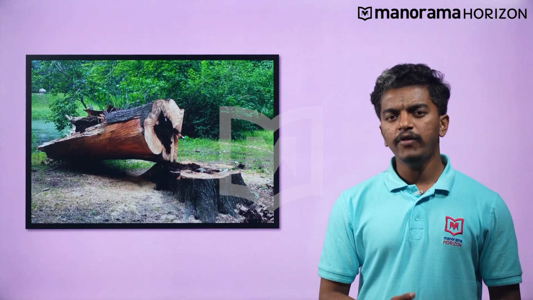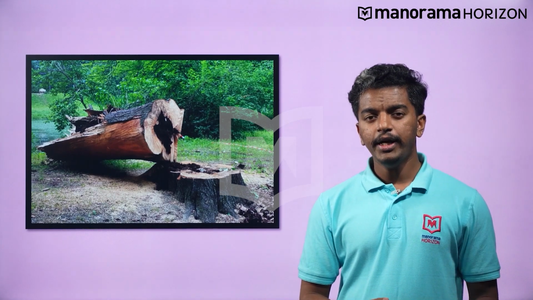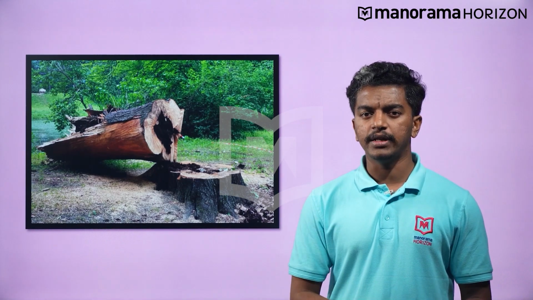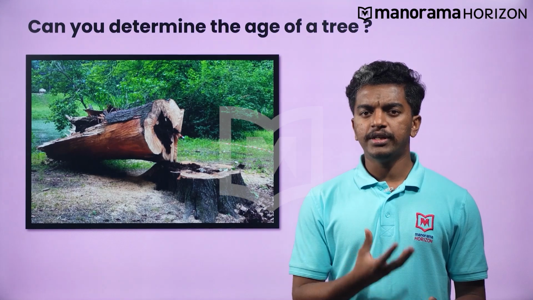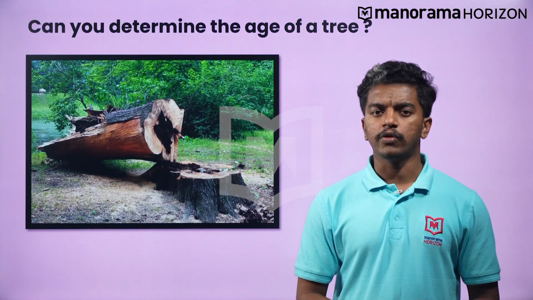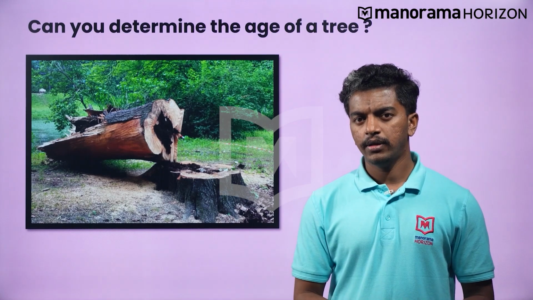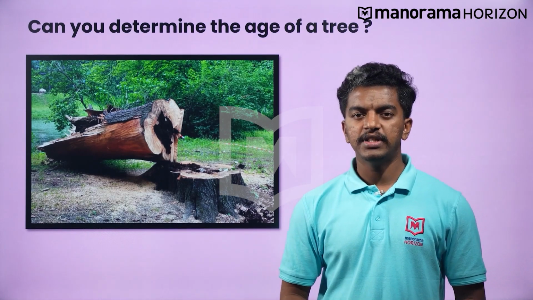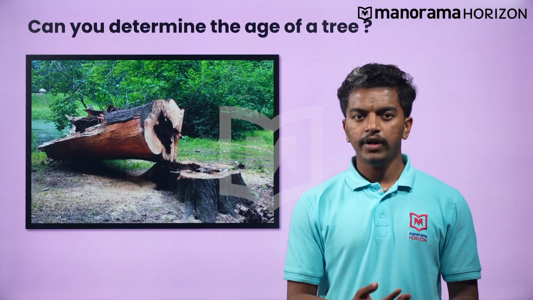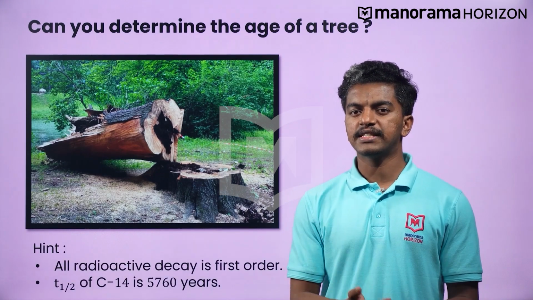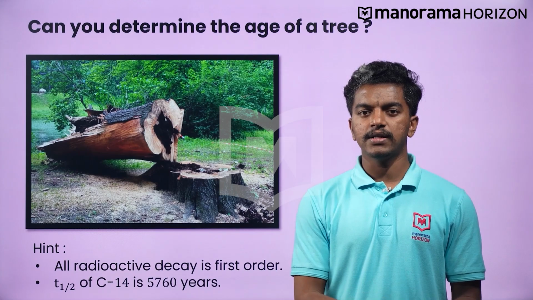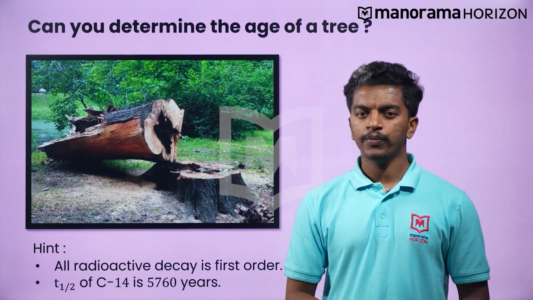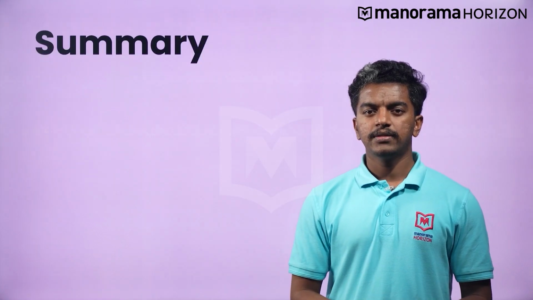Now answer me, have you heard of radiocarbon dating? Radiocarbon dating refers to the method of determining the age of an object containing organic material using the properties of radioactive carbon-14 present in it. How will you determine the age of a tree using the properties of radioactive carbon-14 in it? I can give you a hint. All radioactive disintegrations are of first order and the half-life of the carbon is 5760 years. Also, we realize that we can relate the concentrations of reactants and time using the integrated rate law. Think about it. With this, we will summarize the video.